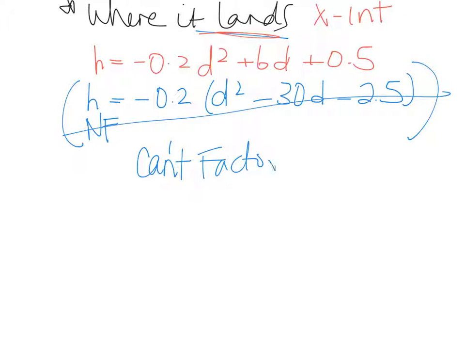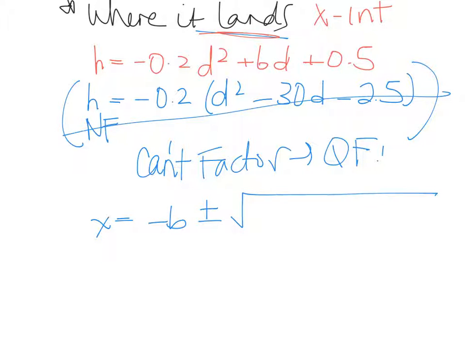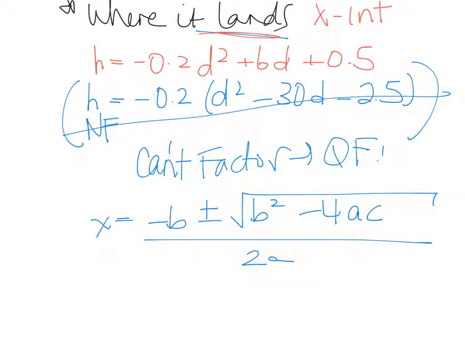Can't factor, quadratic formula. Remember that your quadratic formula is x equals negative b plus or minus the square root of b squared minus 4ac all over 2a. You're going to get the formula, but you have to know how to use it. So we're going to take these numbers, negative 0.2, 6, and positive 0.5, and plug them into our formula.